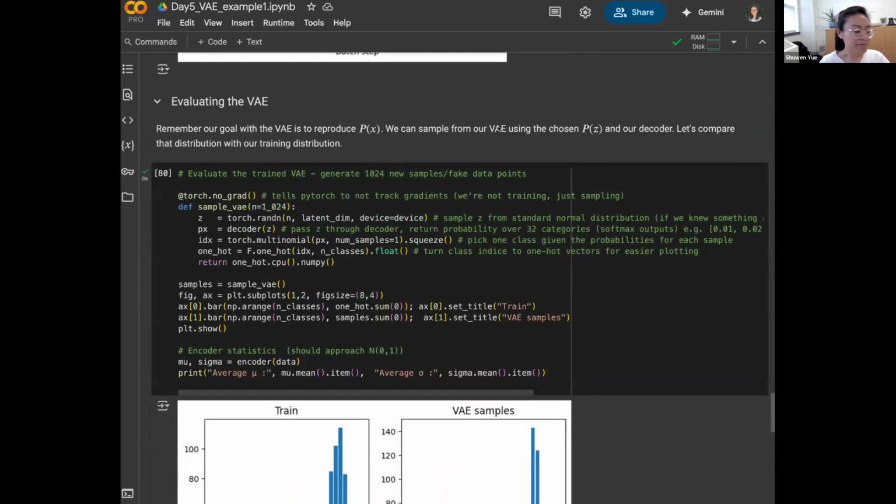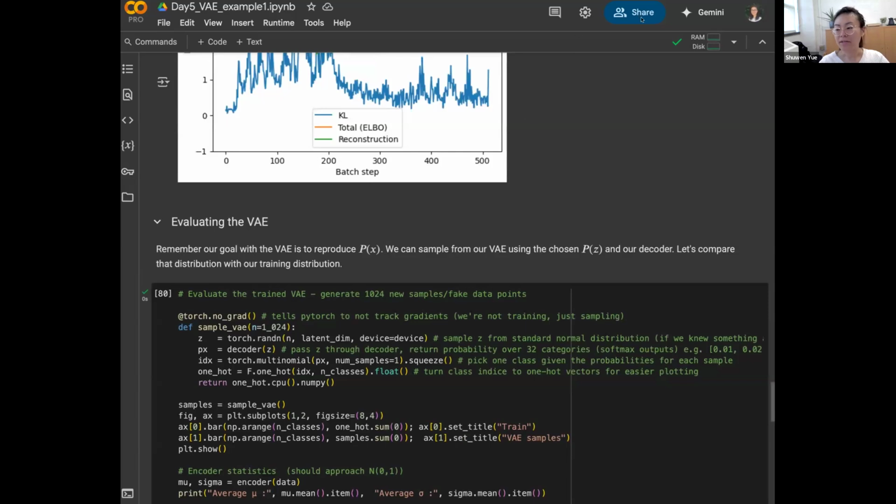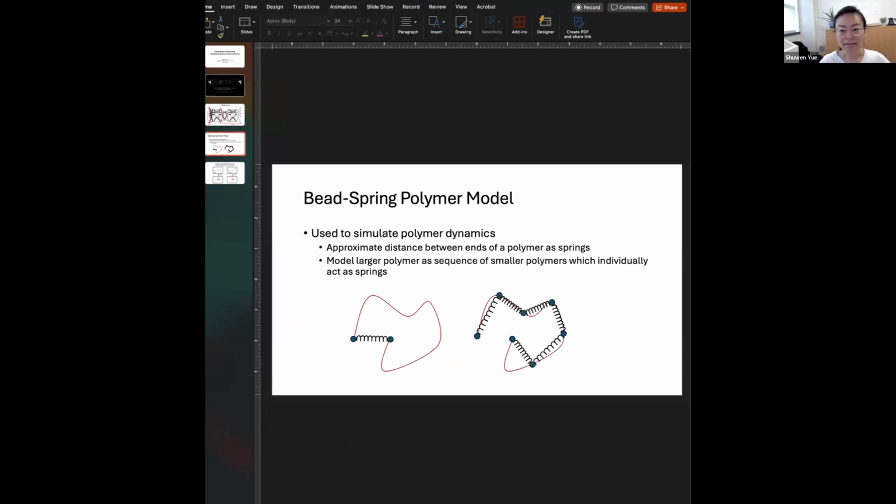You can also go back and play around with this however you would like. I'll now move to a second example where we're going to do very similar processes and functions, but for a more chemically relevant system. So let me change back over to the slides.